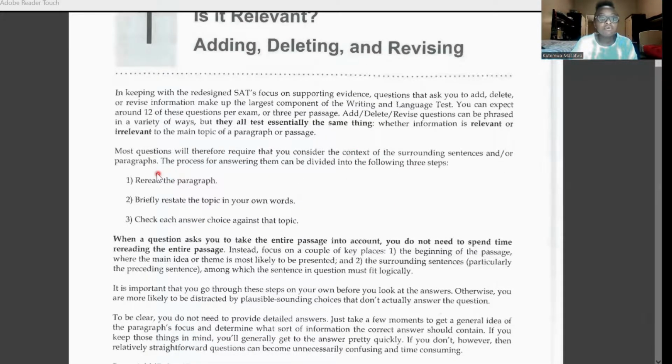So here we have 3 steps that are very important and they sum up what relevance is to the SAT. We read the paragraph, briefly restate the topic in our own words, and then check each answer choice against that topic. You don't necessarily have to follow these steps as they are, but they bring up something very important, which is the topic in your own words. And I would change this to idea. So when you're talking about relevance, it doesn't depend on the question or the sentence itself. It depends on what is actually being talked about.